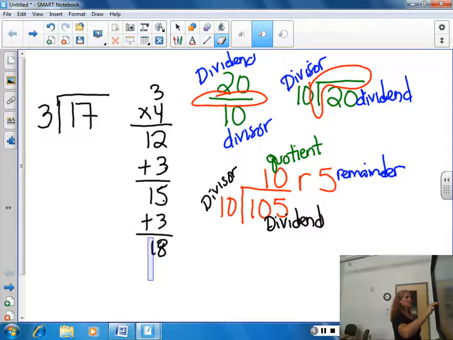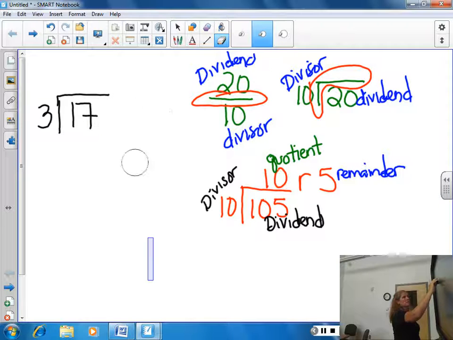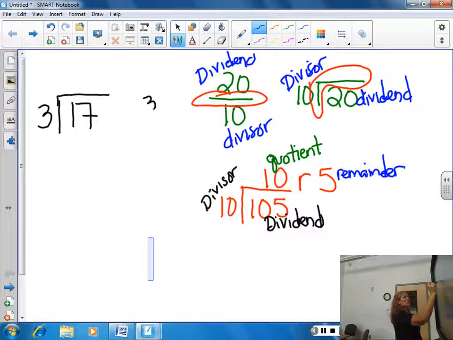It's okay to guess and check here. I have no idea what's happening on that. It's okay to guess and check, but so we're going to say, what about 3 times 5, which is 15? I think that is how many times it will go. So 3 goes into 17 5 times. 3 times 5 is 15.